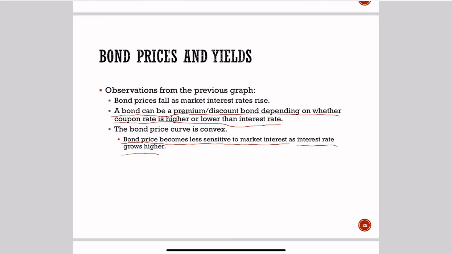Because if coupon rate is higher than interest rate, it means that as a bondholder, you're getting an abnormally high return from the coupon payments, which means that you will have to pay a premium in bond price to buy the bond. So the bond price will become above the par value.